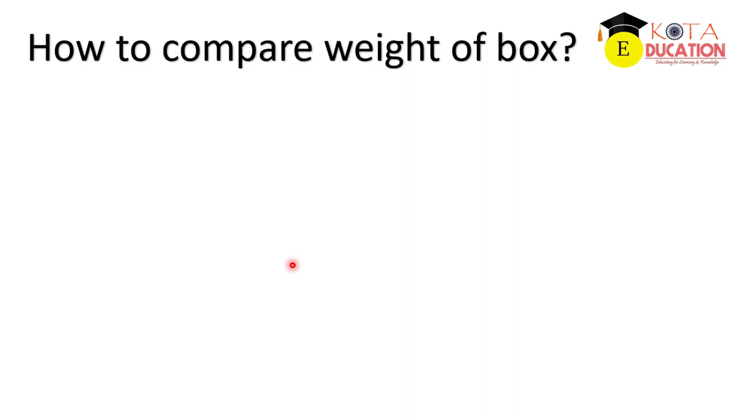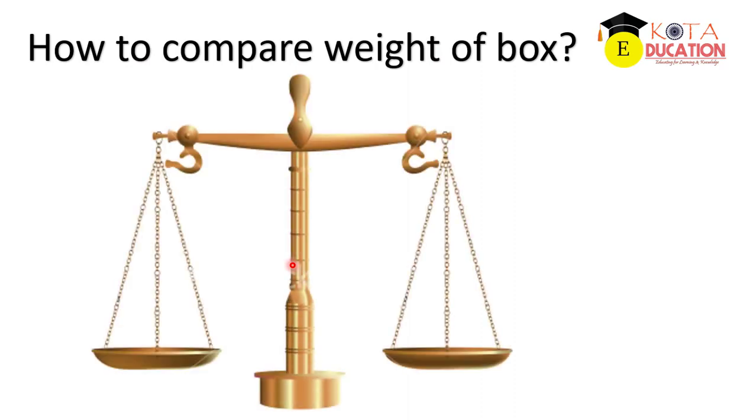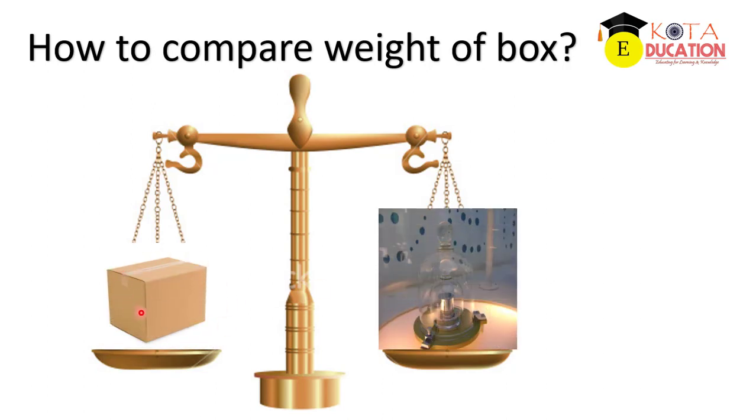So how to compare the weight of a box, right? This is your weighing balance. On one side you put the box, on the other side you put the platinum iridium cylinder, right? And we compare the weight on both sides. On one side I have put the box, on the other side we have put the platinum iridium cylinder whose weight was 1 kg, right? So we are comparing with the weighing balance. Once the balance is at equal level, then we say it is that weight only, right?